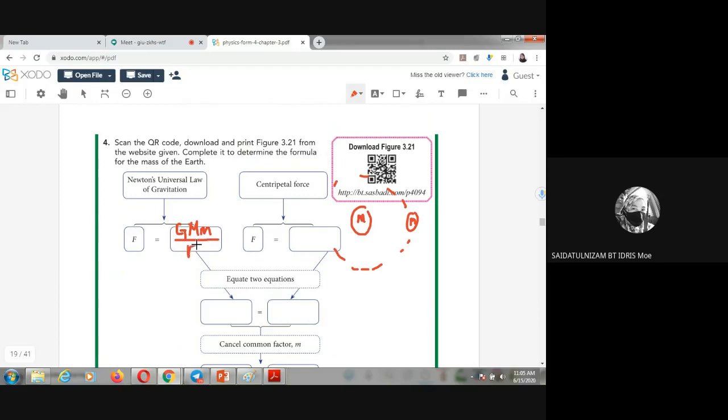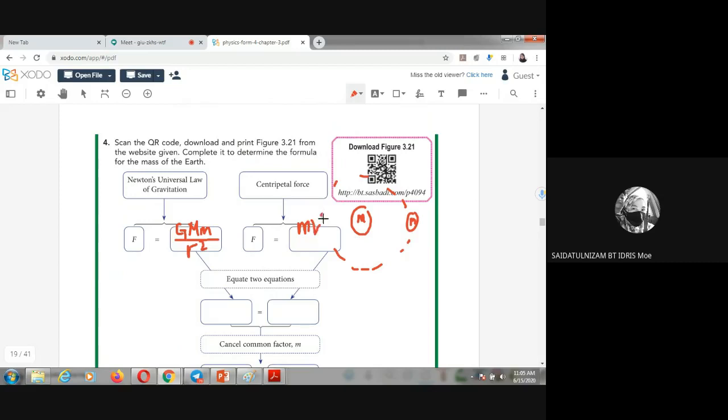R square. Ini mewakili earth punya, okay. Untuk centripetal force, centripetal force punya formula adalah m. Centripetal force ni adalah force yang disebabkan moon ni mengelilingi earth. Jadi mass ni mewakili mass of moon. Okay, mass of moon, m.